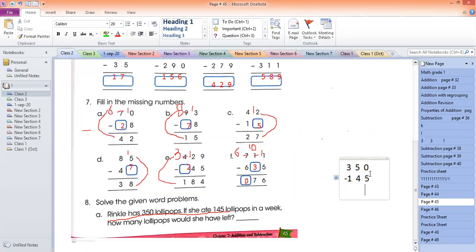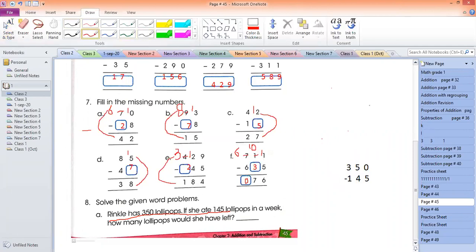You cannot subtract 5 from 0 because 5 is bigger and 0 is smaller. So 0 will take 1 from 5. 0 will go to 5 and ask for 1, and that will become 10. This is not 5 now, this is 4. So 10 minus 5 equals 5, and 4 minus 4 equals 0. 3 minus 1 equals 2. So the answer is 205.